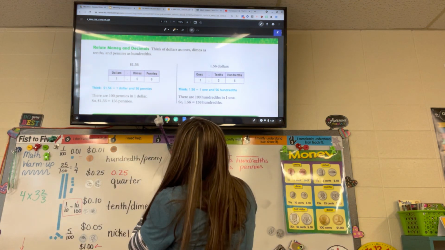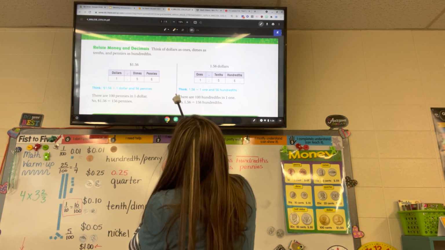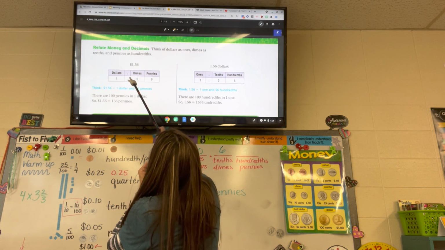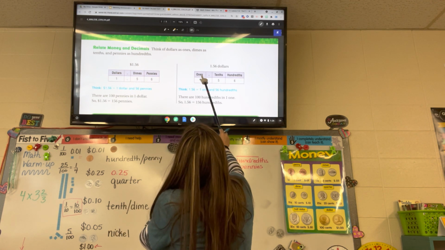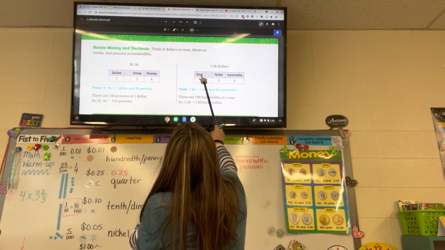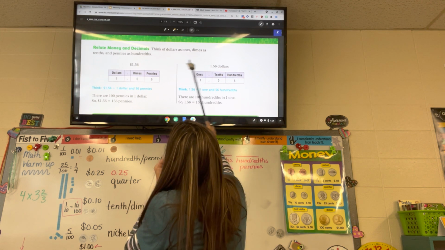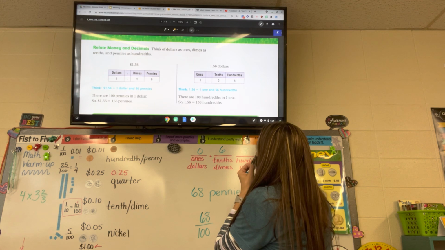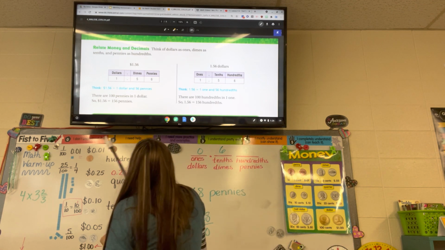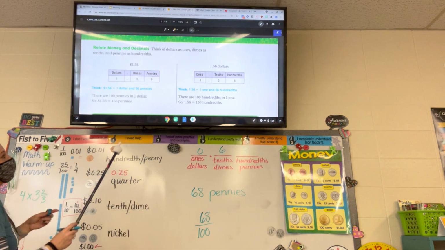What they're showing you here is how the place value charts are the same. So if we're talking about ones, tenths, and hundredths, we can replace that with dollars, dimes, and pennies, and have it be the same thing.